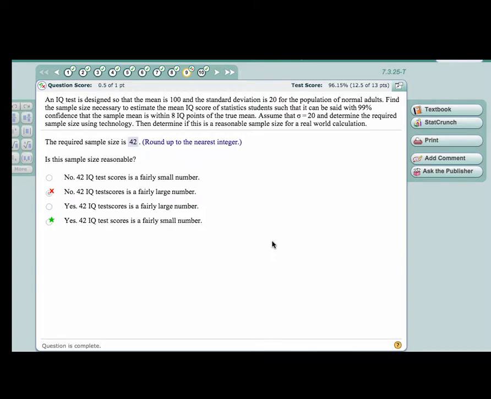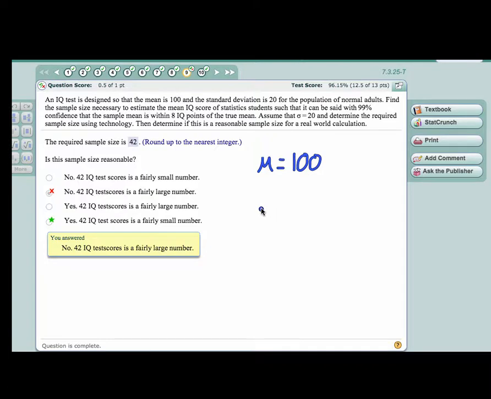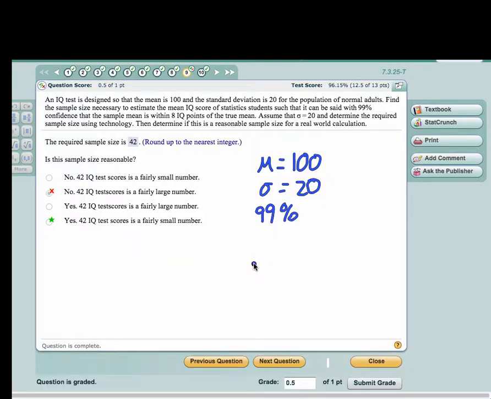An IQ test is designed so that the mean is 100 and the standard deviation is 20 for the population of normal adults. Find the sample size necessary to estimate the mean IQ score of statistics students such that it can be said with 99% confidence that the sample mean is within 8 IQ points of the true mean.